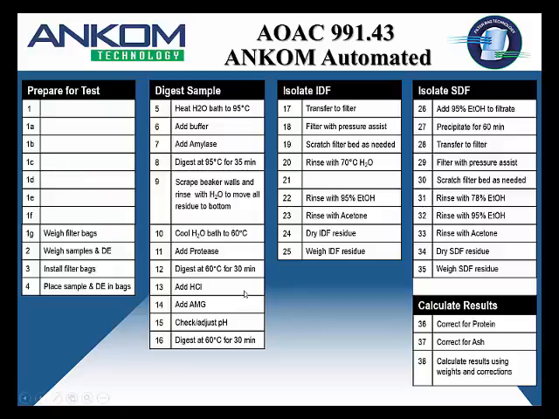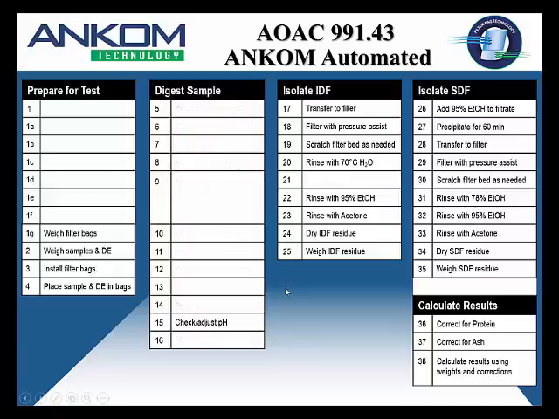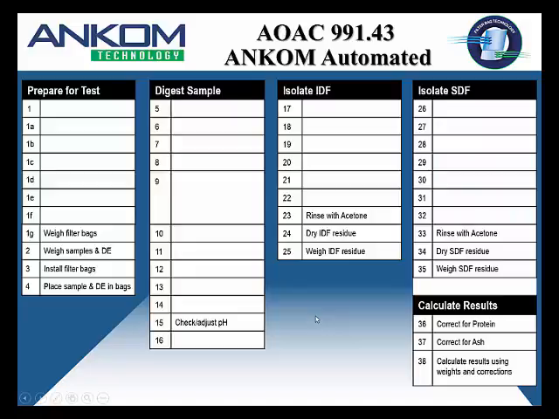When it comes to the insertion of the solutions and the heating and the adding of the acid, for instance, for the pH change in this method, all that is done automatically. All you have to do is check and adjust the pH after the acid has been added. When it comes to isolating both the IDF and the SDF, in other words, doing the filtration process and the rinsing, in the automated method, all that is handled automatically. All you have to do for both the insoluble dietary fiber and soluble, if that's what you're doing, is rinse with acetone. You're going to dry the samples in the filter bag, and you're going to weigh them.